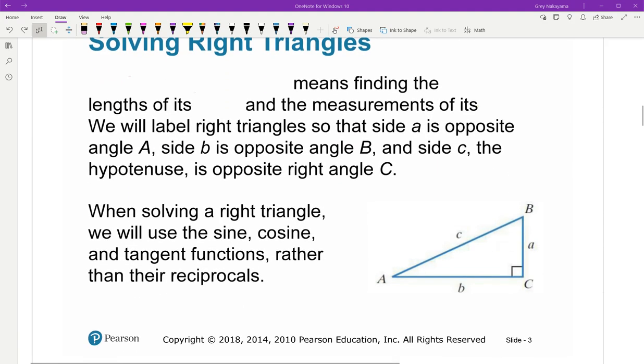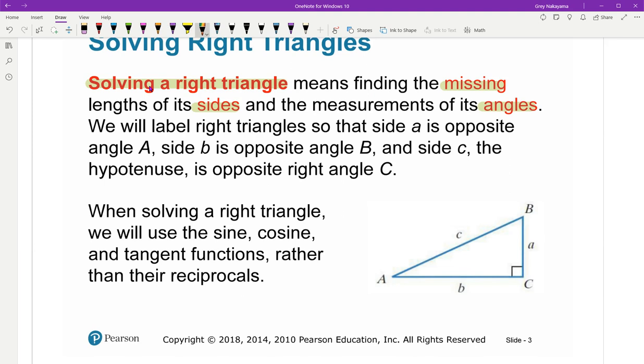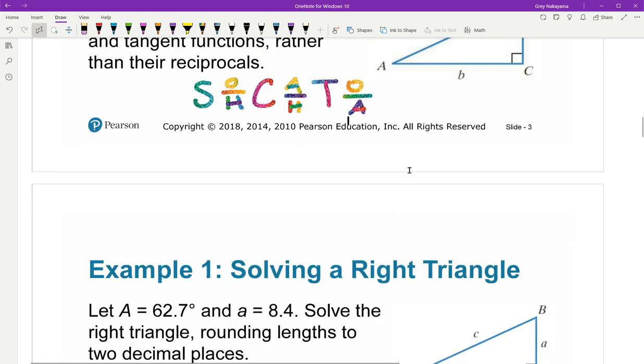So first and foremost, solving right triangles means to find any of the missing sides or angles. And since we are talking about right triangles in this lesson, we will be using what you're familiar with, which is SOHCAHTOA, standing for sine is opposite over hypotenuse, cosine is adjacent over hypotenuse, and tangent is opposite over adjacent. So that's what we're going to use when we solve our problems.